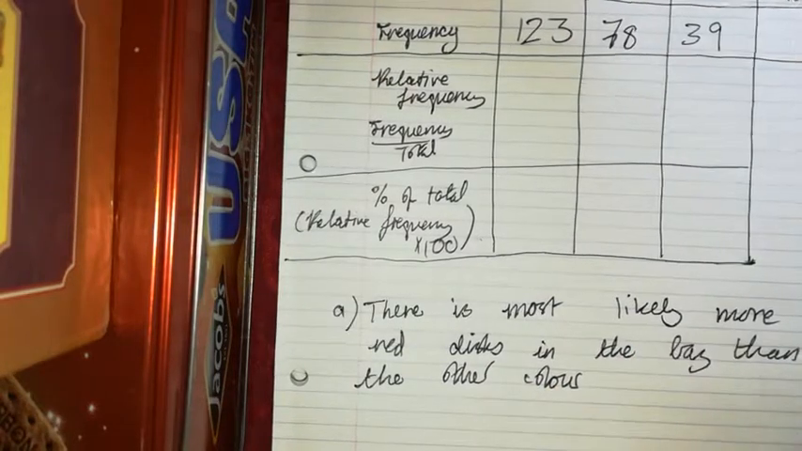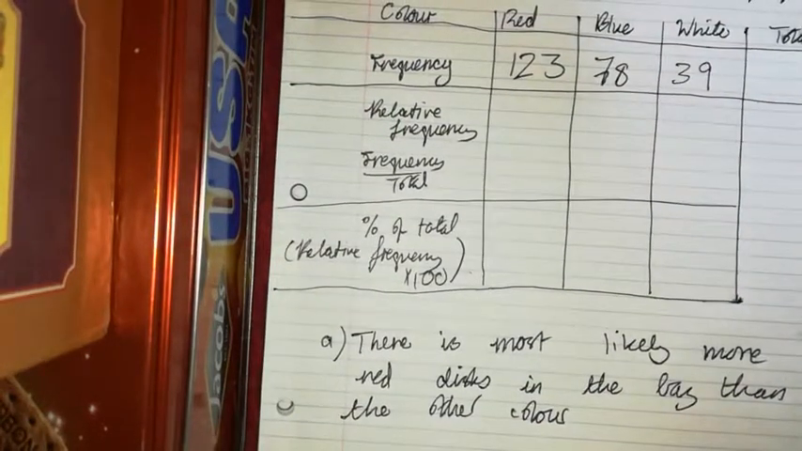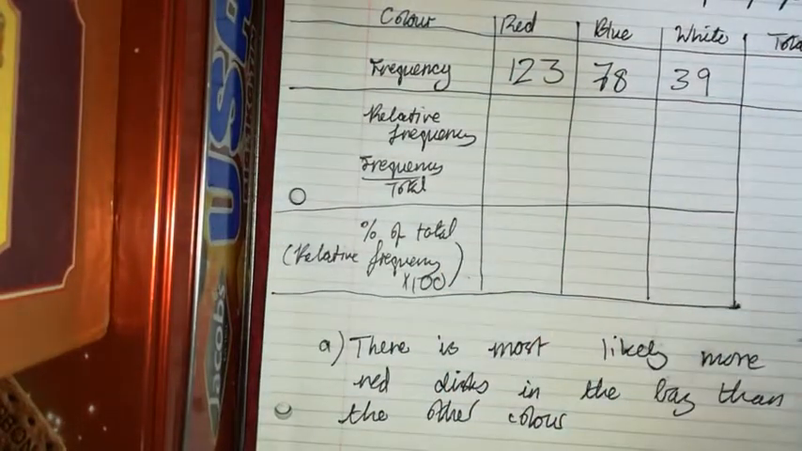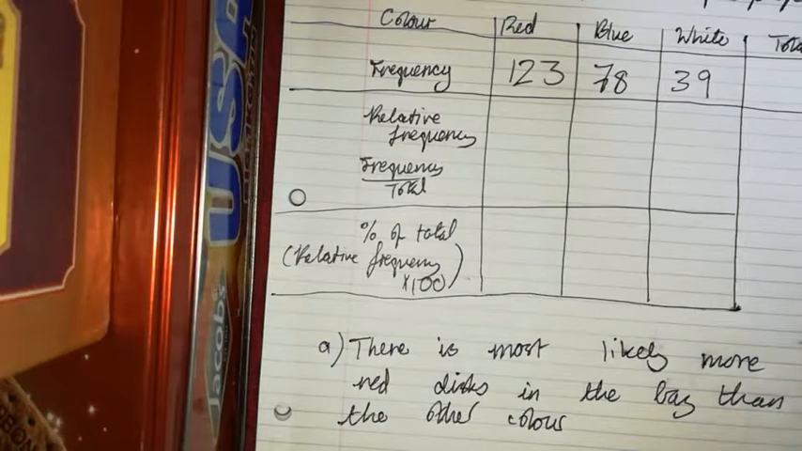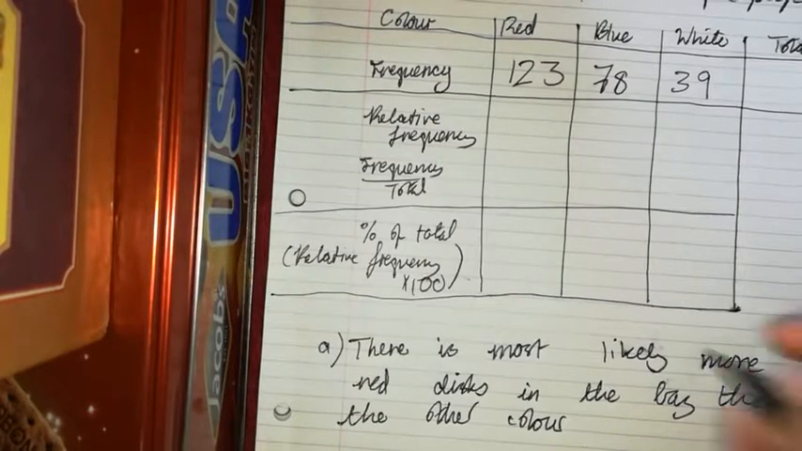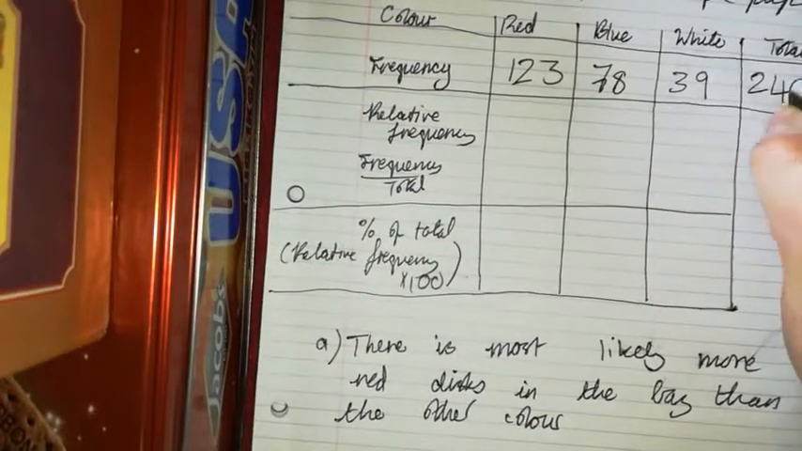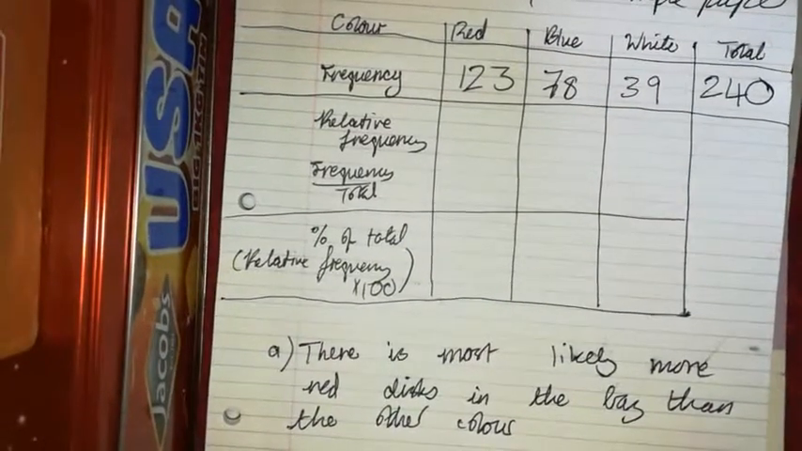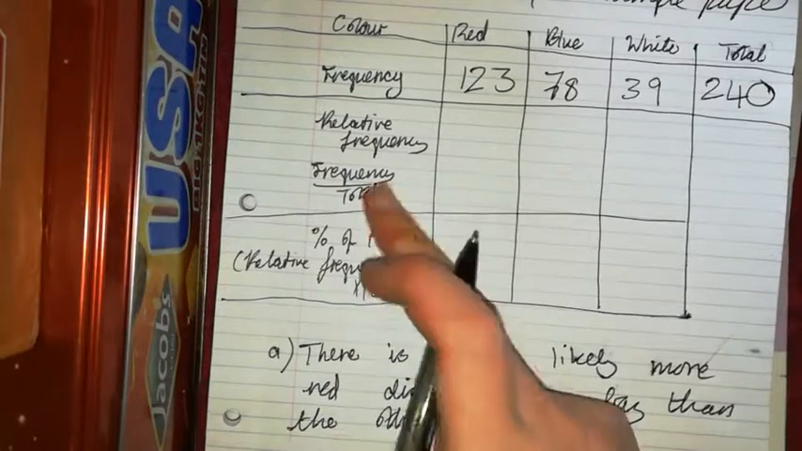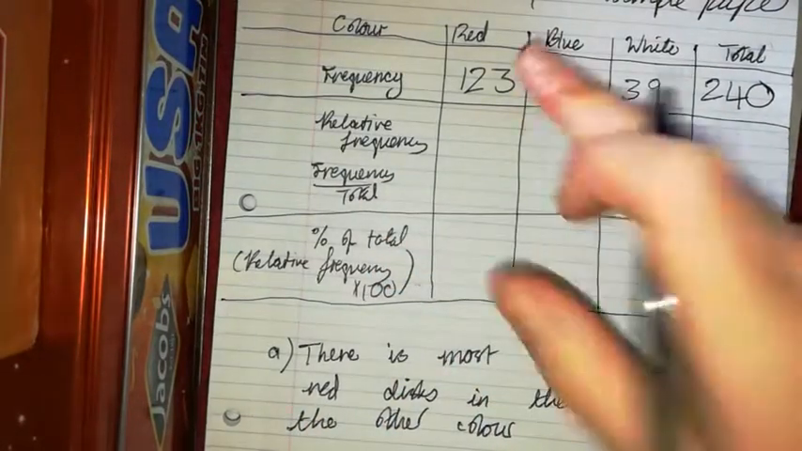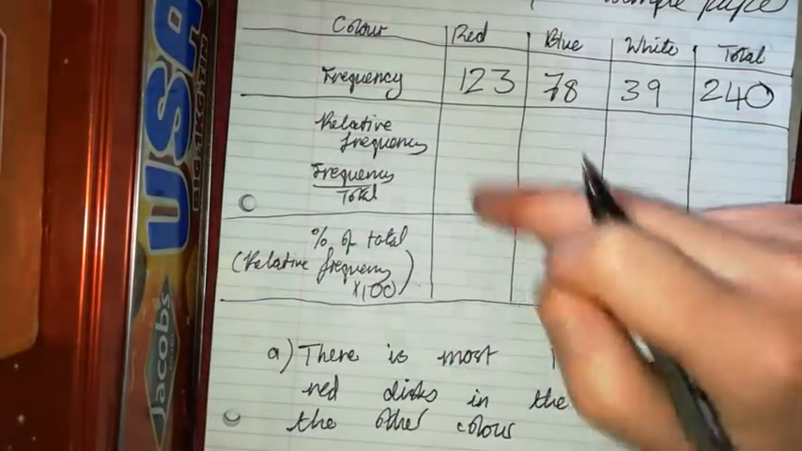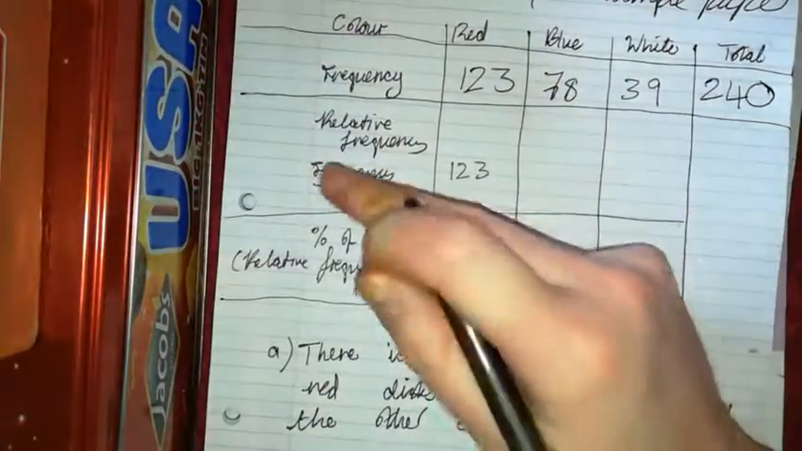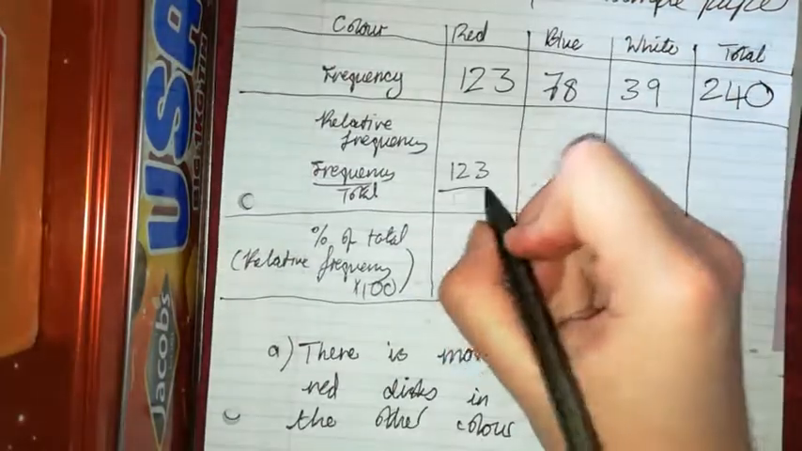So the next thing, part B, is to complete the table above. The first thing is we have to add up all the frequencies and get the total. So 123 plus 78 plus 39 and we get 240. They said that there was 24 students in the class and each of them does it 10 times, so that's right. The relative frequency is the frequency it came up over the total. So the frequency of red is 123 over the total, which is 240.